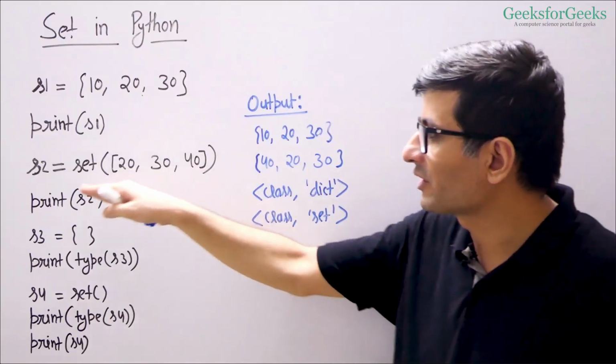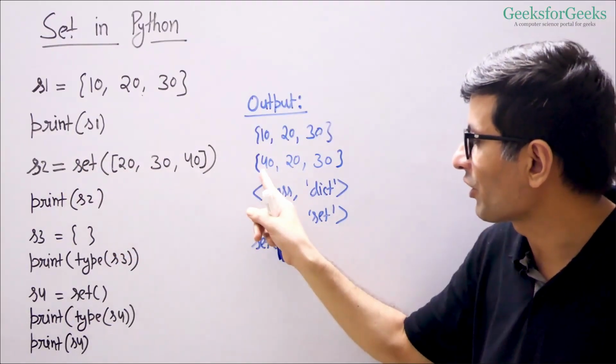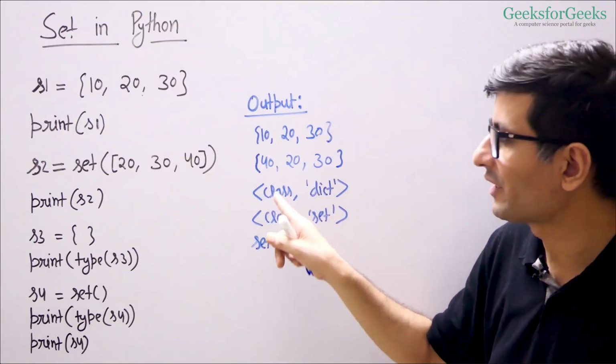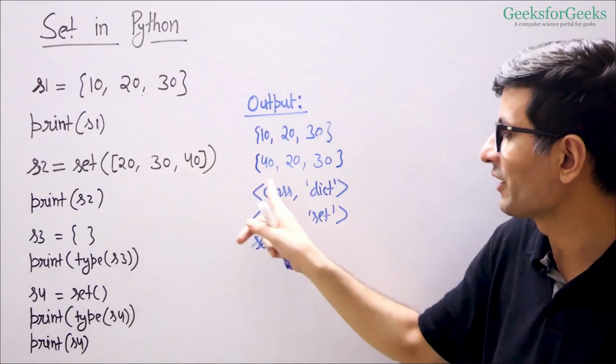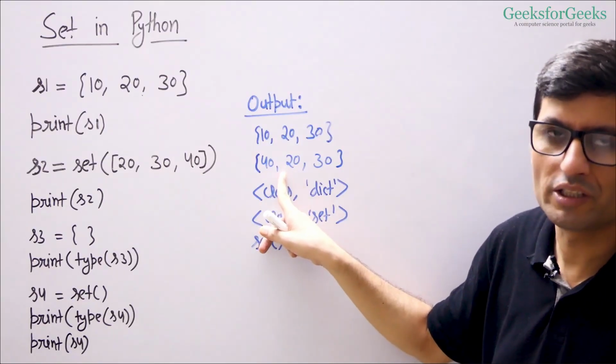And when I ran this code, I got the output as 40, 20, 30. You will notice that this order is different from this order. Right, this is 20, 30, 40, and the order that I got is 40, 20, and 30.